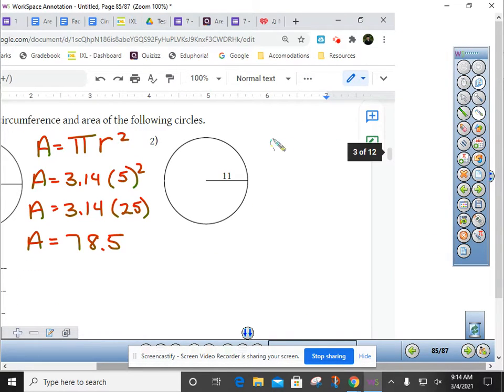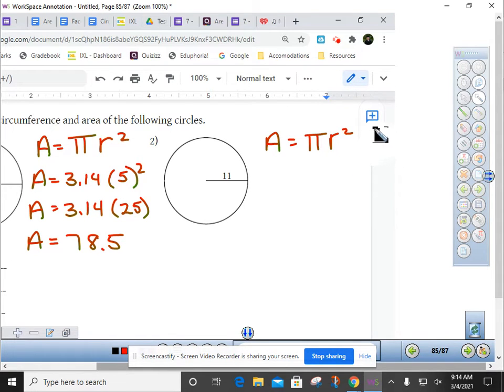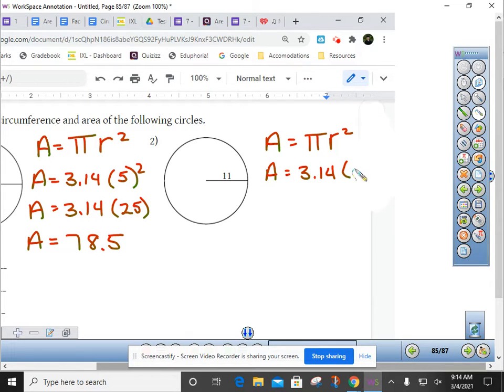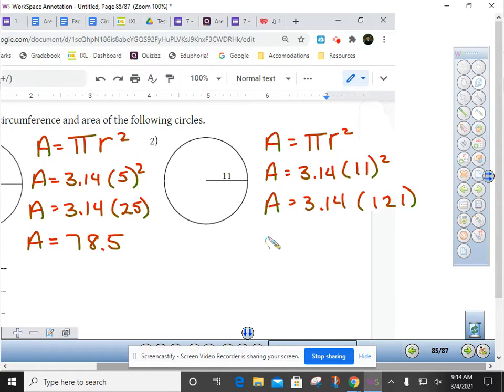Let's look at the next one. Area equals pi r squared. It's not a 2. We're going to use 3.14 for pi. Area equals. What is the radius? 11. What is 11 squared? 42. No, it's not. Oh, wait, 130. 121.